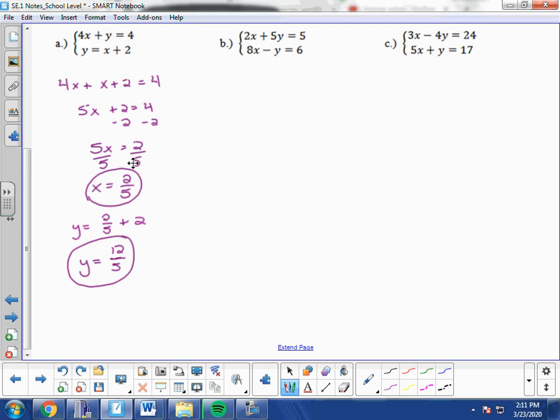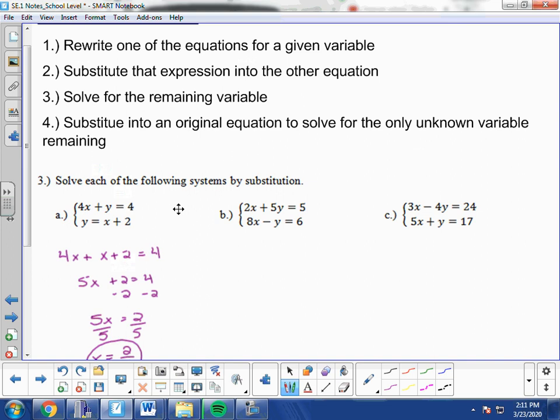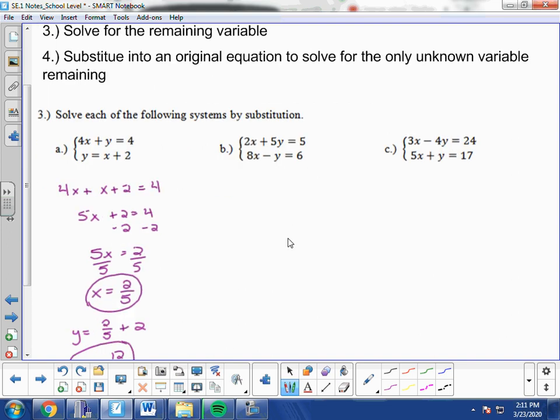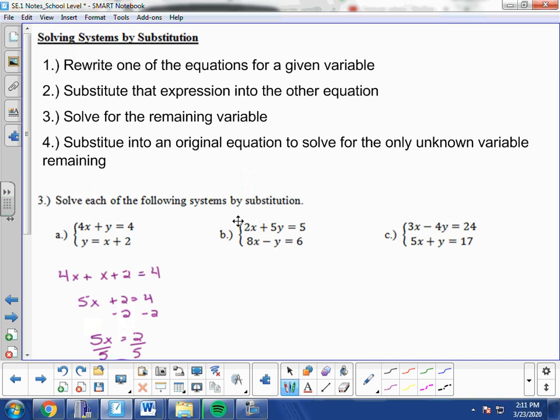So the substitution method is done by getting one variable by itself, then substituting that into the other equation, solving for a variable, and then repeating the process until you solve for both. Let's take a look at B. In B, it's not quite as easy because neither of these have a variable by itself. So let me go ahead and use the bottom equation here to get y by itself, because this isn't too hard. Well, what I would do here first to get y by itself is to move the 8x to the other side.